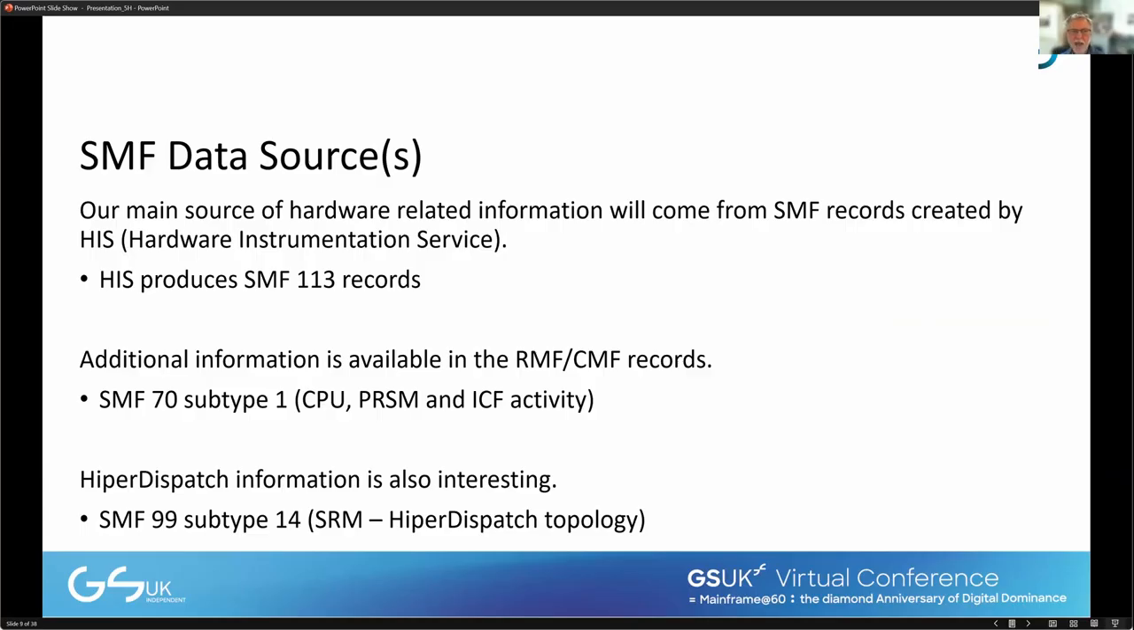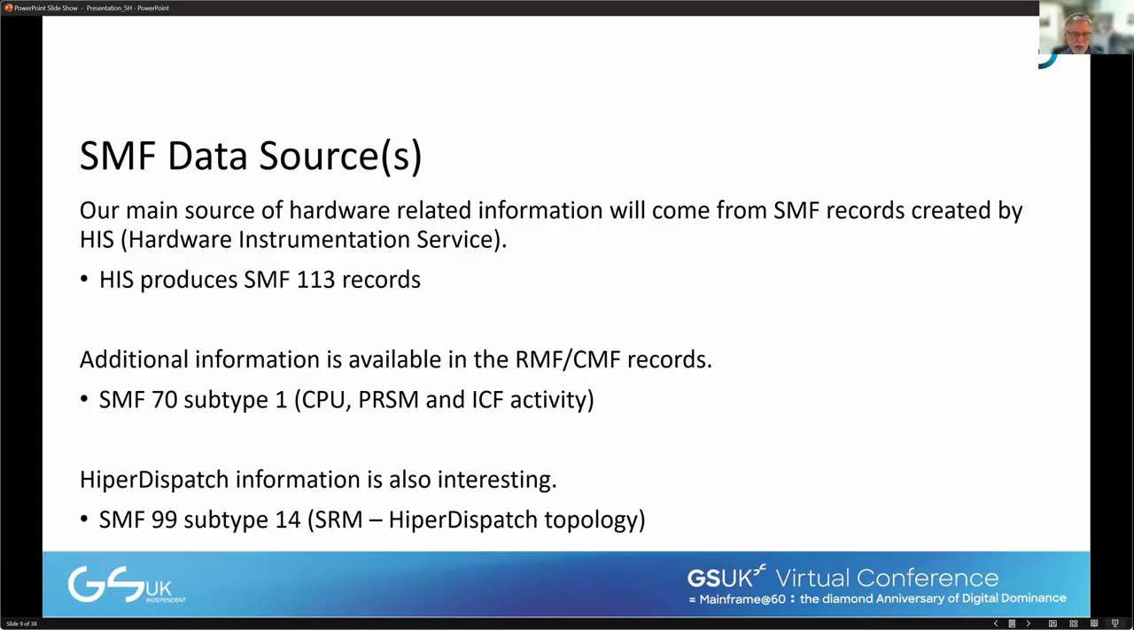And now what I'd like to look at is, how can we see the internal parts of our architecture, of our mainframes? So the main source that I would like to focus on for the hardware-related information is produced by the Hardware Instrumentation Services, HIS. So when that service is running on your LPAR, it produces SMF 113 records. And they contain a lot of very interesting information about the internal, for example, cache usage.